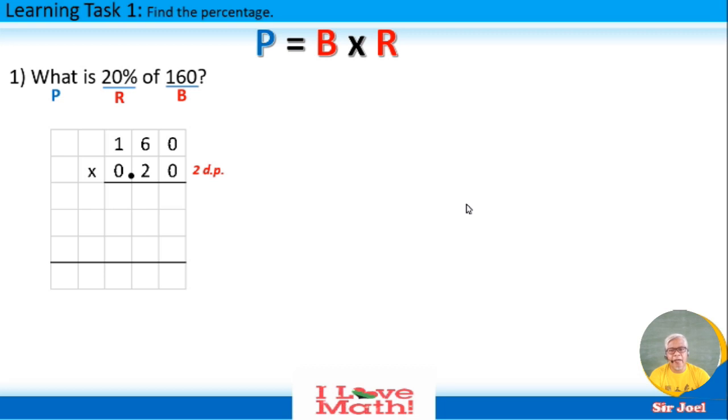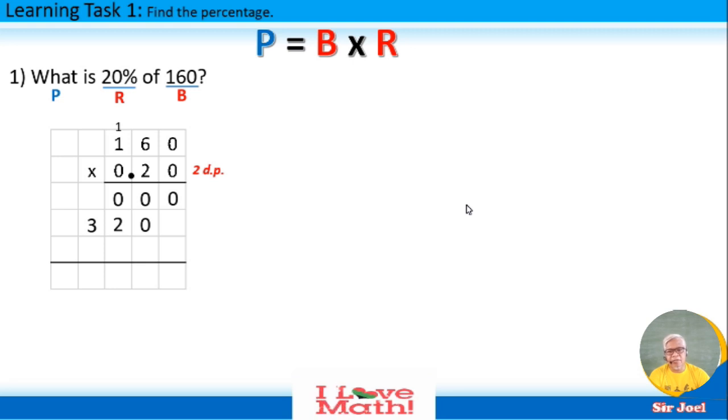Let us now multiply 160 times 0.20. At first, we have 0 times 0. The answer is 0. While 0 times 6, again, 0. And 0 times 1 is 0. Next, we have 2. So, dapat ang sulat ng sagot sa tapat ng 2. 2 times 0 is 0. 2 times 6 is 12. So, we have here 2. Then, carry 1 on top of 1. 2 times 1 is 2. Plus 1 is 3.